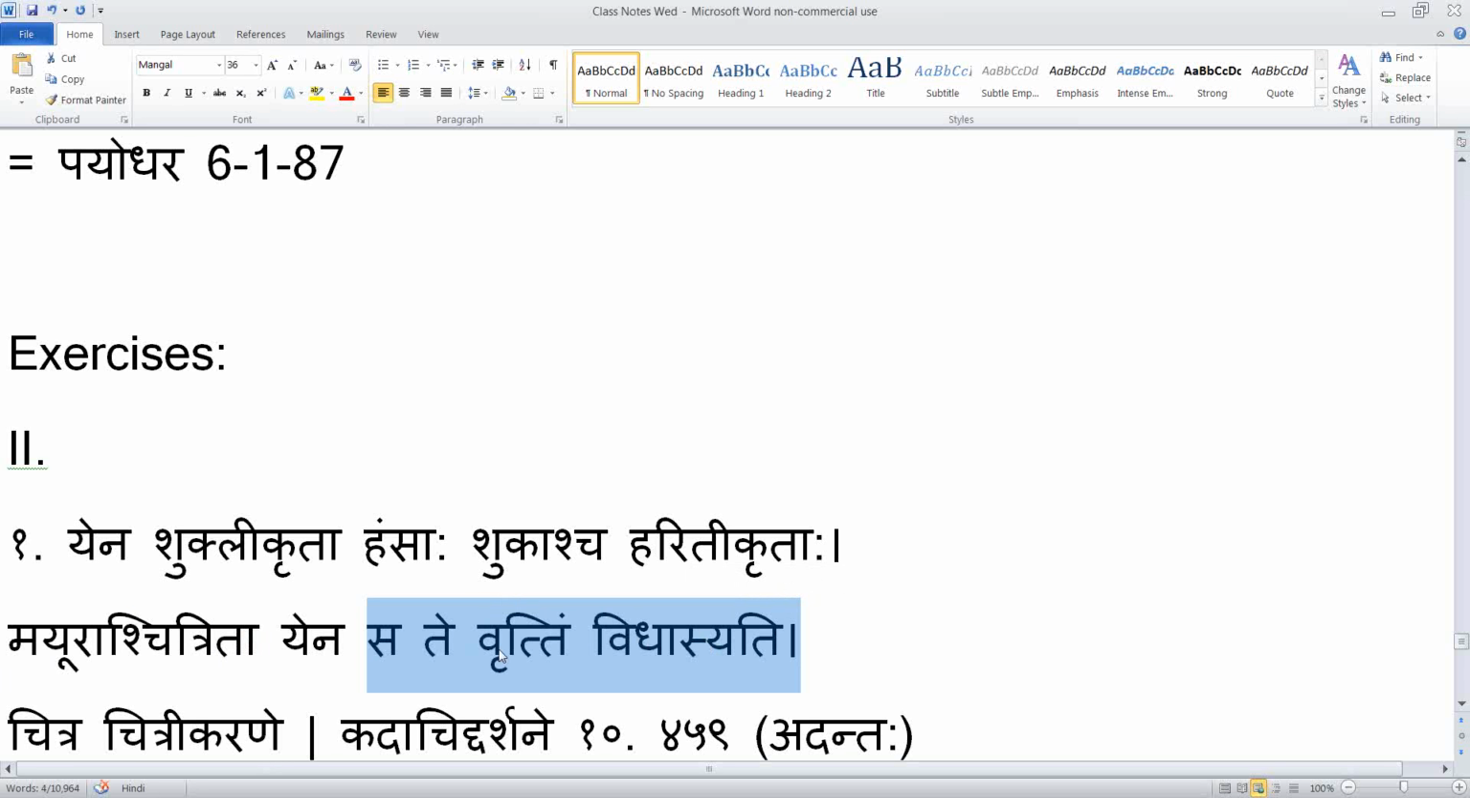So by whom? Ishwarena Bhagavata, Shuklikata Hamsaha: the swans have been made white, the parrots have been made green, and the peacocks have been made so wonderful. If he can do all of this, iti abhiprayah, he can easily grant you your subsistence. So te stubhyam te vrittim is vitya ekavachanam, and vidasyati means he will arrange for you your livelihood.